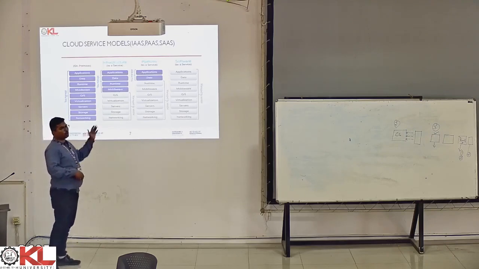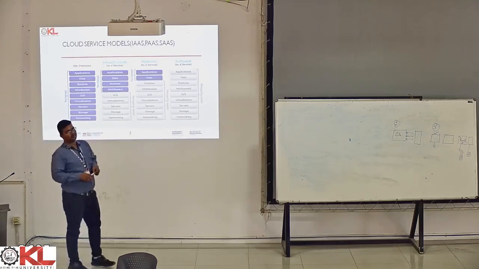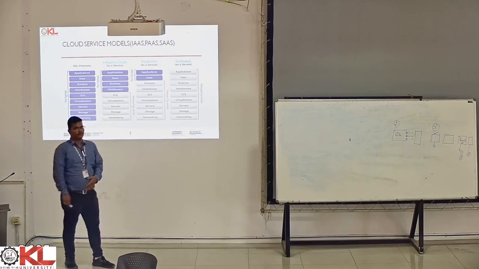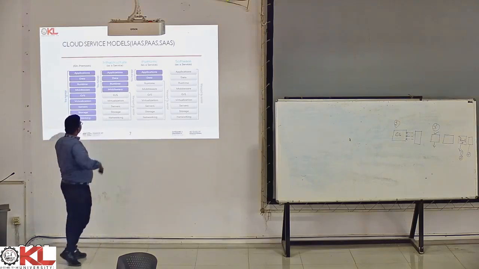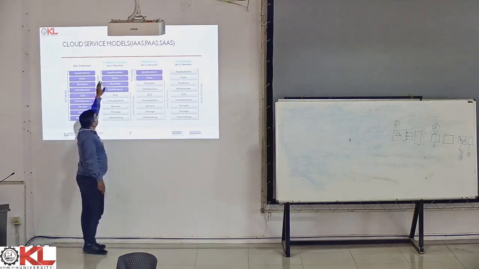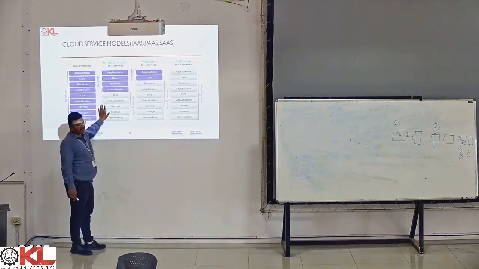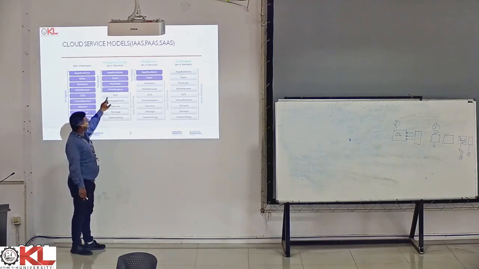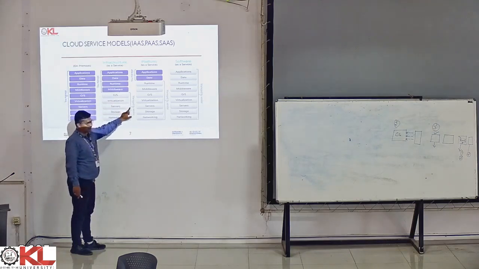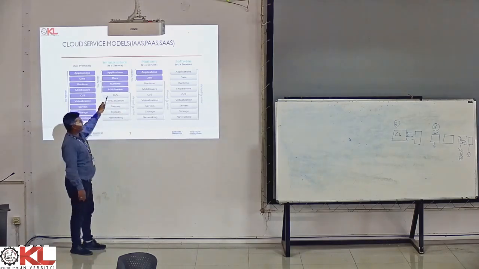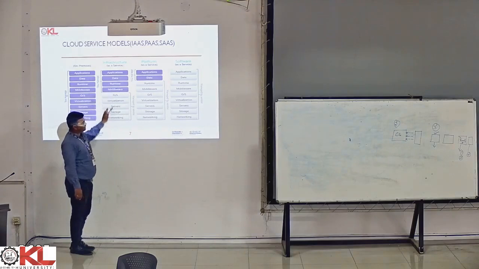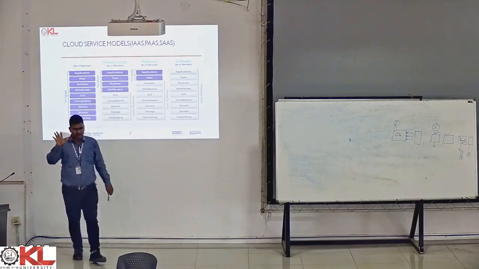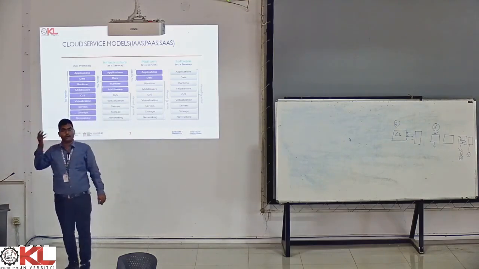Whereas when you go to the different cloud service models available in cloud computing, starting from infrastructure as a service, you have to manage only application, data, runtime, and middleware. That's all. The rest of the services are managed by the cloud service providers. What are those? Operating systems, virtualization, servers, storage and networking. These five major things are maintained by your cloud provider.